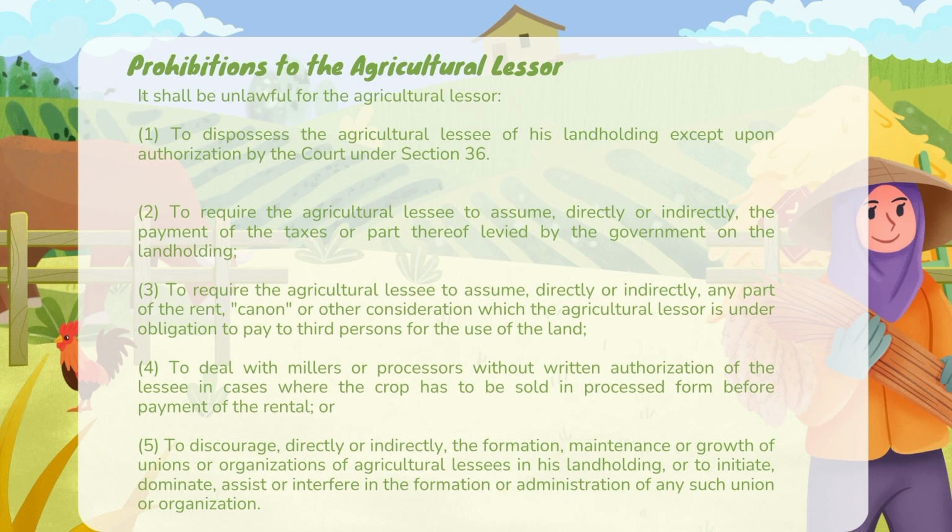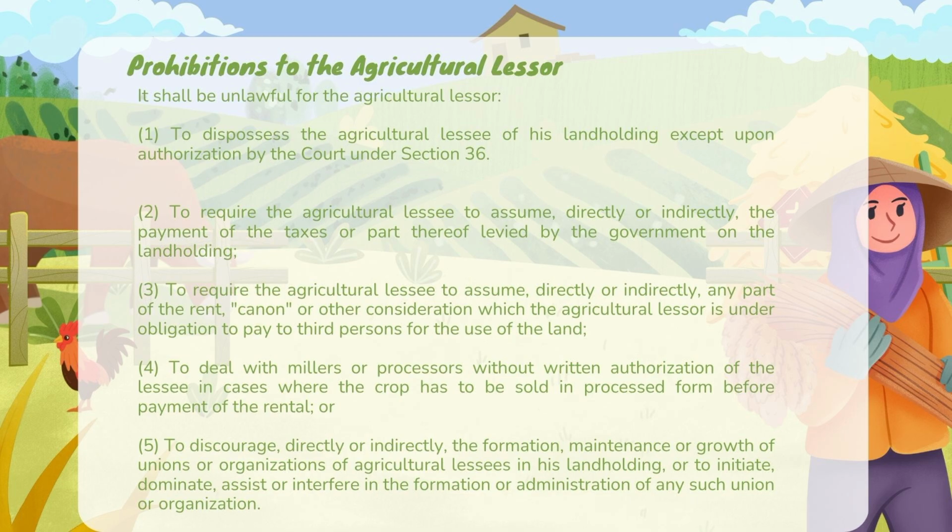Okay, so let's talk about what a landowner can't do when they have an agricultural tenant. Basically, the law puts some restrictions on them to protect the farmers. First off, a landowner can't just kick a farmer off the land whenever they feel like it. They have to get permission from the court first. There's a specific process they need to follow under Section 36. If they try to evict a farmer without that court order, they can be held liable for damages suffered by the farmer, and they might even face fines or imprisonment.